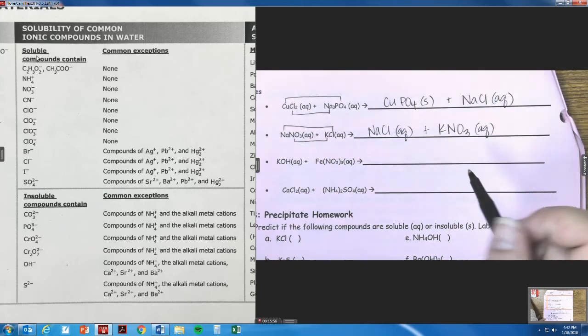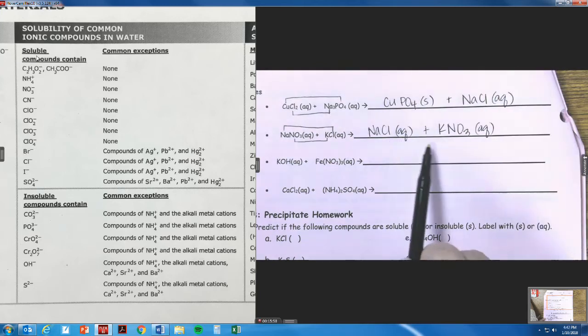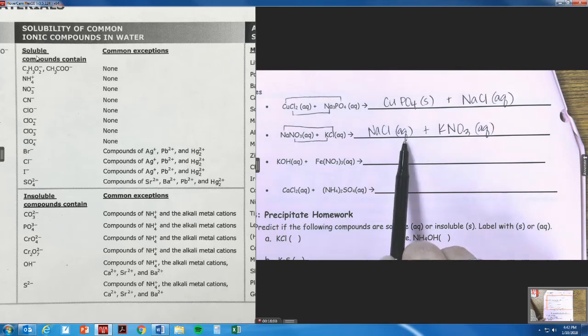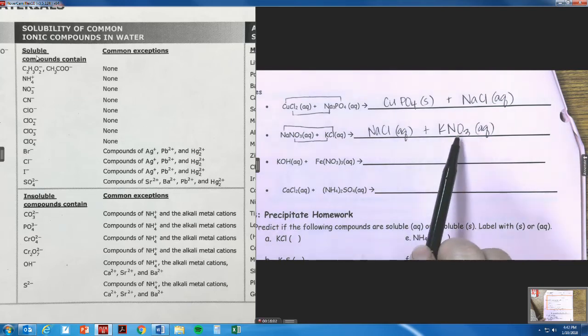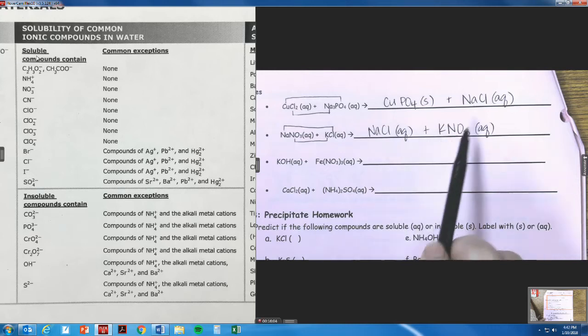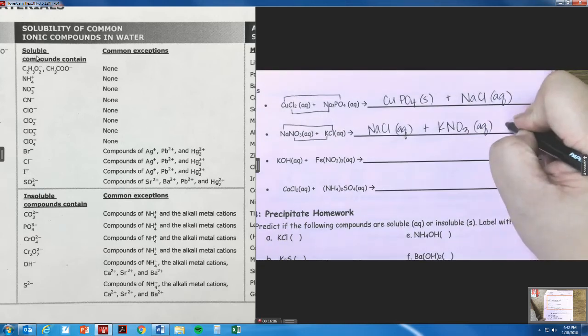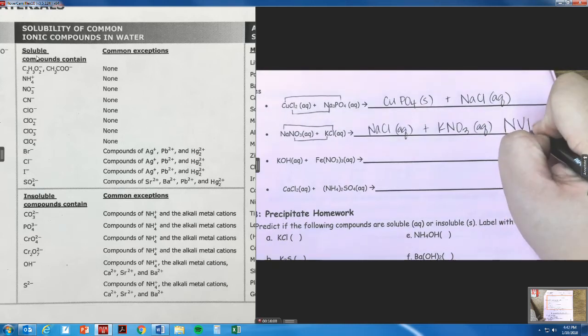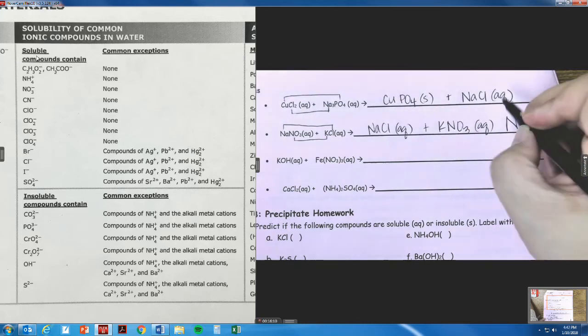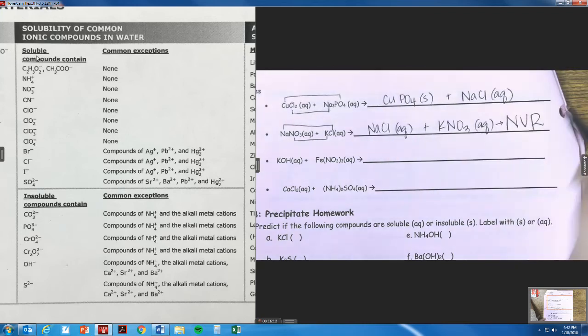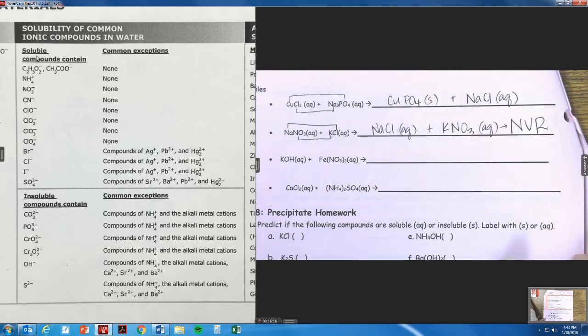Now, taking a look at our products, remember what we said. In a double replacement reaction, you have to have a precipitate form. If no precipitate forms, then you have no visible reaction. Okay, you have no reaction. All right, so let's go ahead and move on to the next one then.